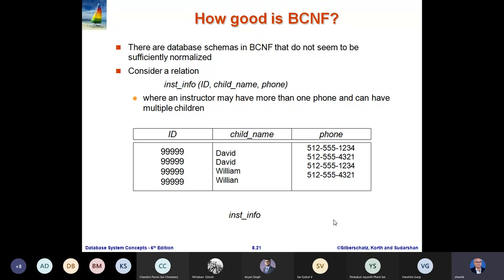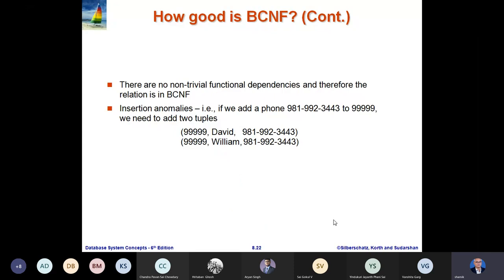So in that case, we would have to repeat this 4 times, and each phone number will be matched with each of the child names. But that, of course, we very well understand, is indeed having a lot of redundant data kept in this particular table. But the important point is that here, if you see, there are no non-trivial functional dependencies.